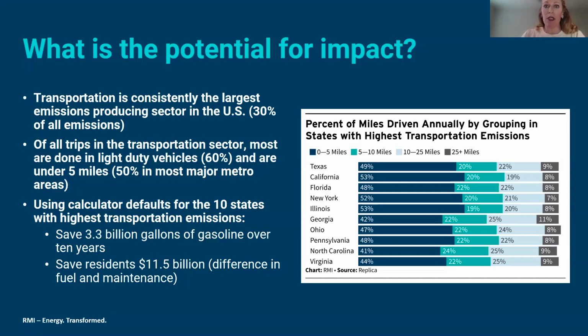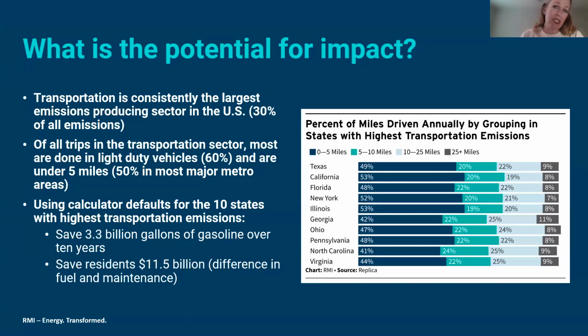So when you think about how mode shift can really have an effect on greenhouse gas emissions, on vehicle miles traveled, on public health outcomes, there is a lot that can happen in this space if we start promoting bikes and e-bike use. What we have seen is that even in just using this calculator's defaults for the 10 states with the highest transportation emissions, over the course of 10 years, we could save 3.3 billion gallons of gasoline if we shifted these trips to non-polluting modes.